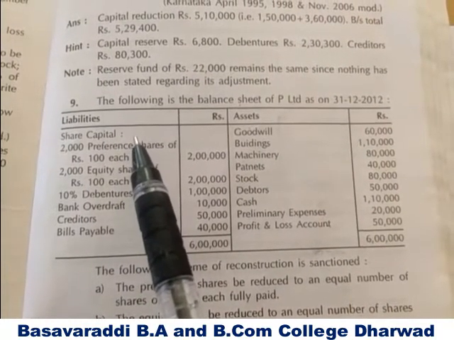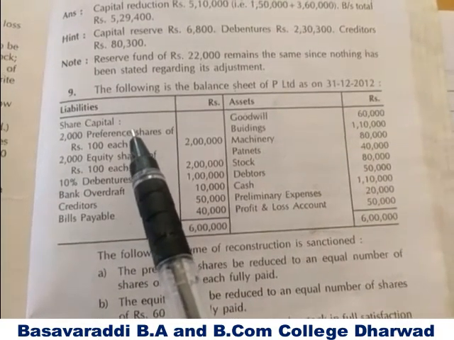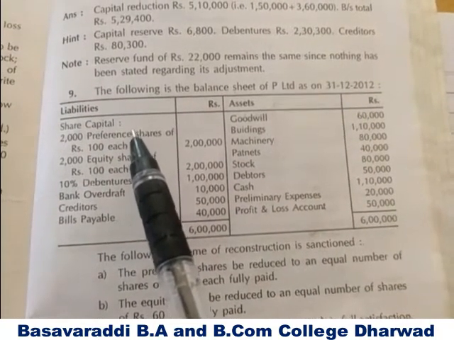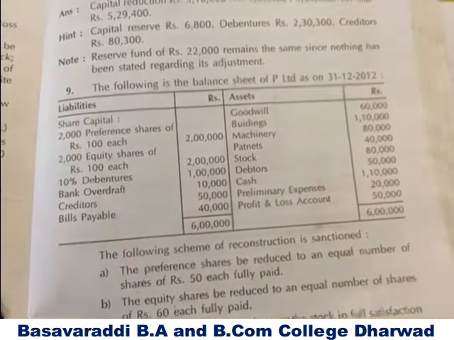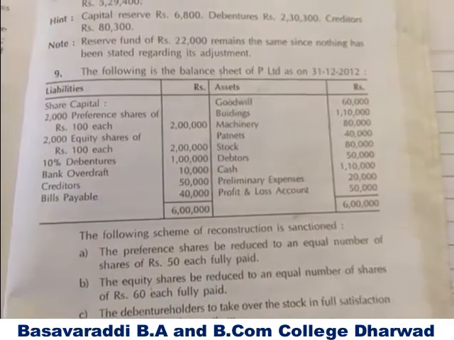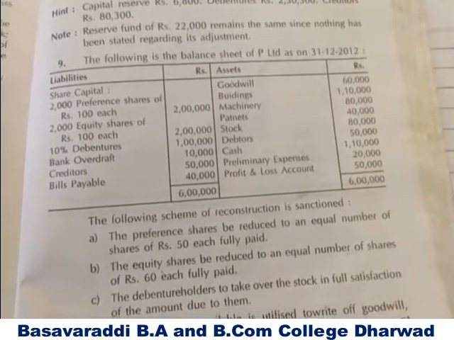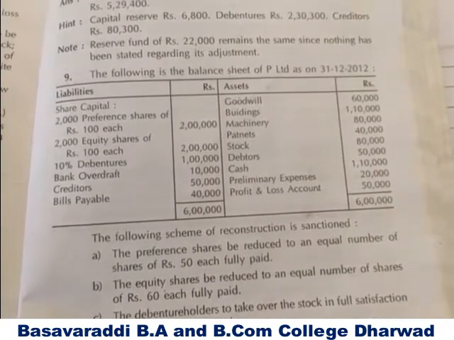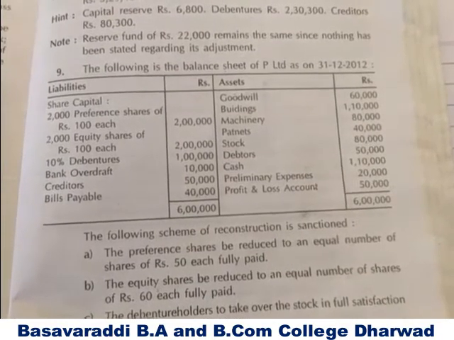Last class we have discussed the problems based on capital reduction and preparation of a balance sheet. In this class we have to solve another problem regarding the preparation of a balance sheet after reconstruction, and we have to show the necessary ledger accounts, and then we have to calculate the capital reduction of a company.